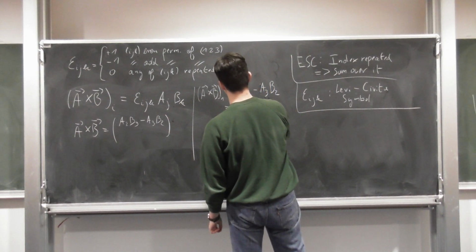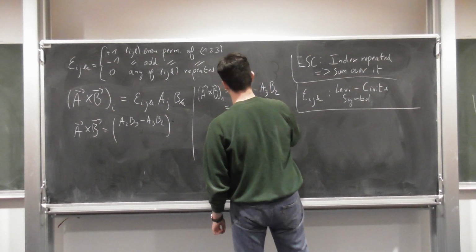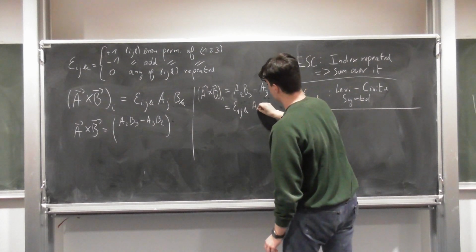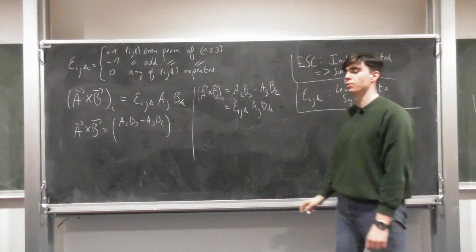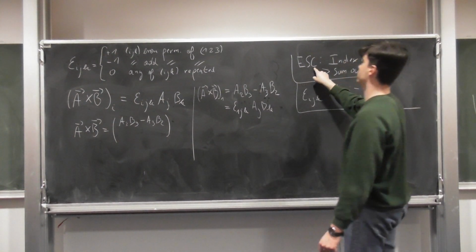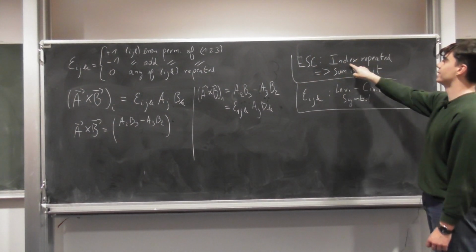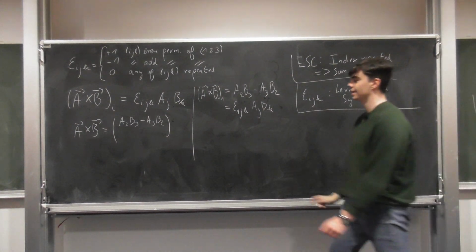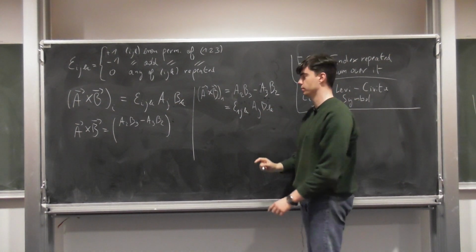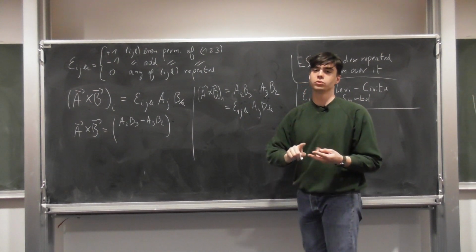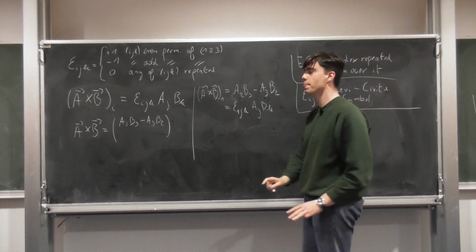We get epsilon sub 1jk aj bk. But if we refer back to our Einstein Summation Convention rule, which is that if an index is repeated, we sum over it, here both the indices j and k are repeated. So now we're going to sum over them. They can take values 1, 2, and 3. Those are all the values that they can take.